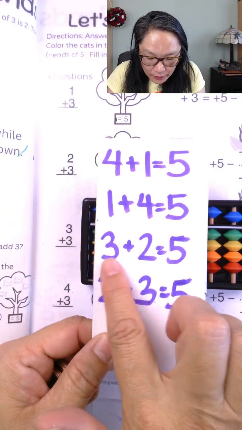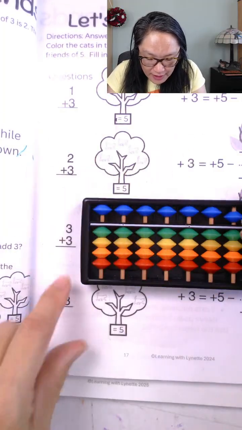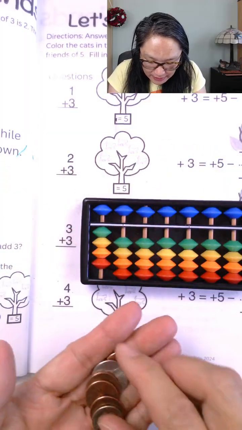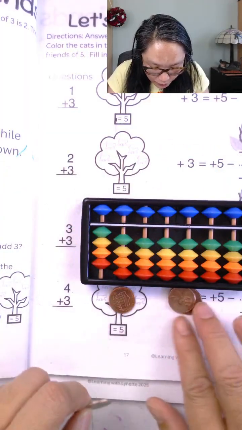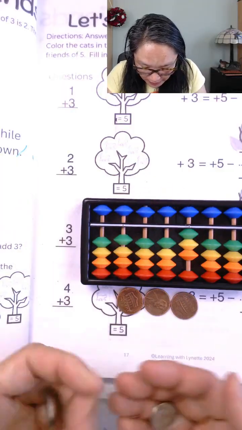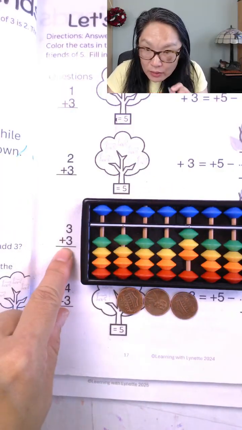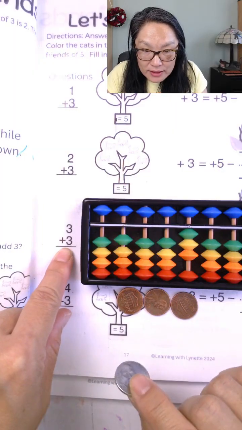All right. So again, what we're going to do? We know 3 plus 2 is equal to 5. This is a concept. And again, it's the same thing. We have 3 on the abacus. I want to add 3, but I don't need to memorize.